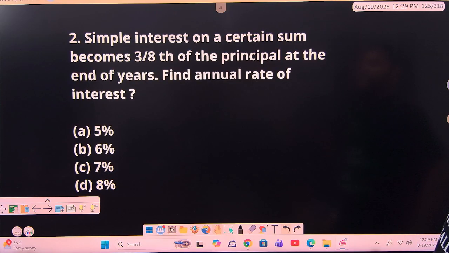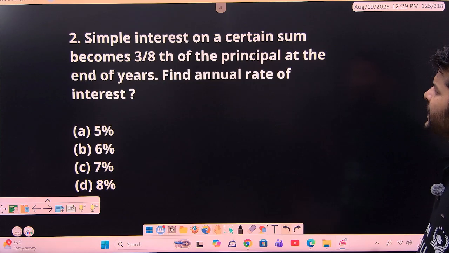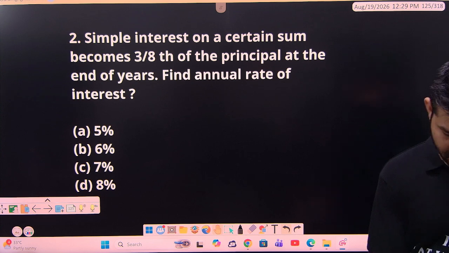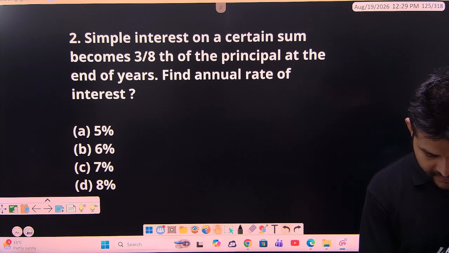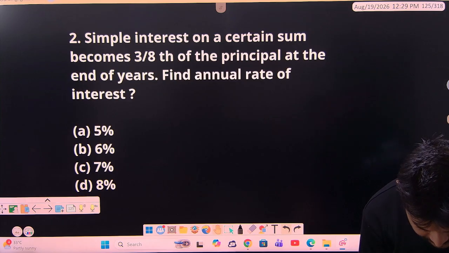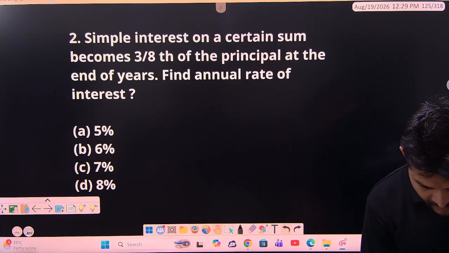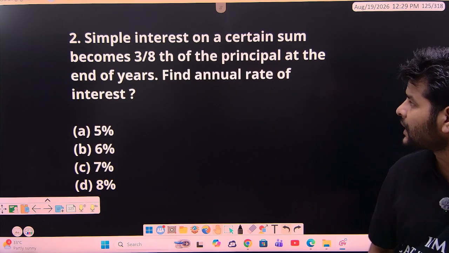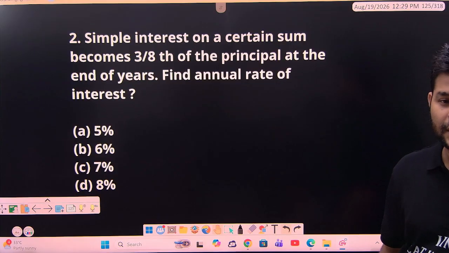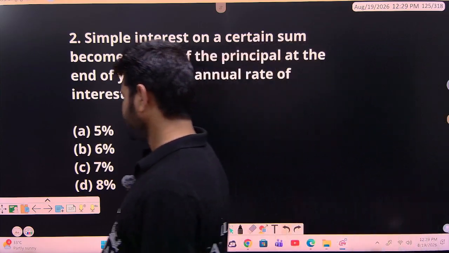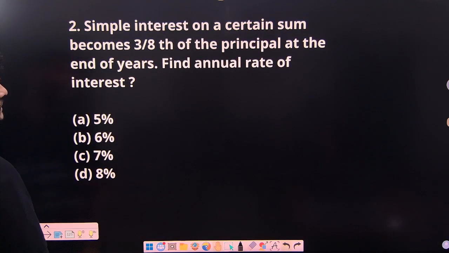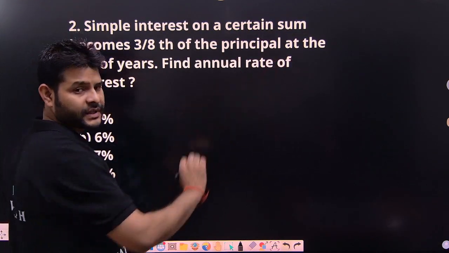Simple interest on a certain sum becomes 3 by 8 of the principal at the end of... I think that is missing. The data is missing. Guys, now I can't find the real data. So just leave it. Basically, here the years are missing.